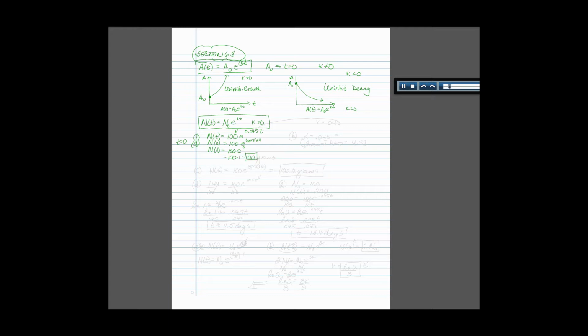That's how we know that that is our initial amount. And remember, that's given in grams. So that was easy. Let's look at B. It says, what is the growth rate of the bacteria?